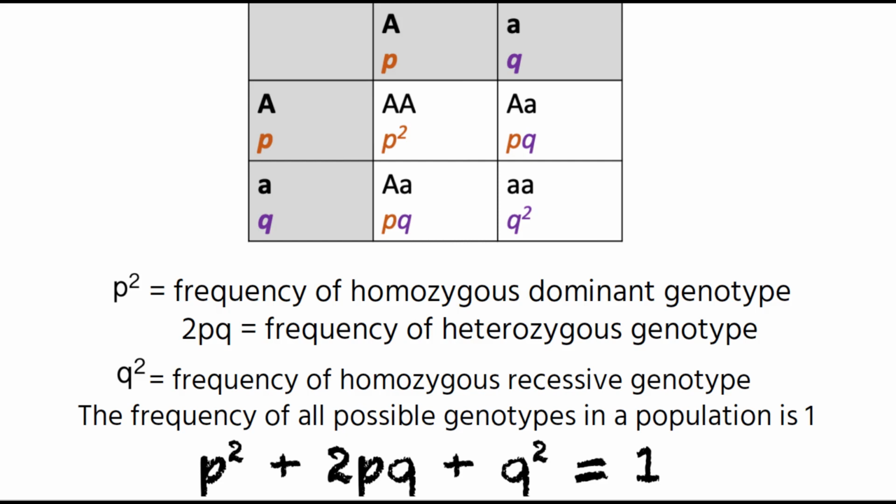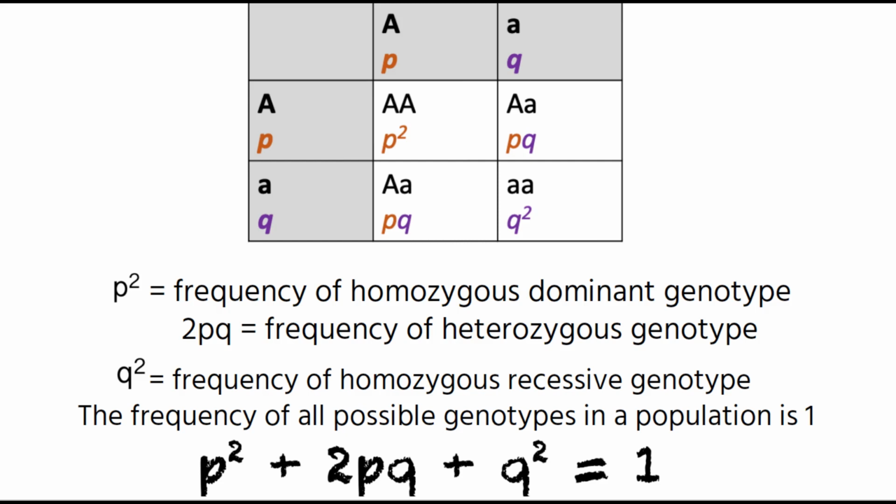And by writing it as those letters, it allows you to write it out in this calculation, p squared plus 2pq plus q squared equals 1. The reason it always equals 1 is because the frequency of all possible genotypes in a population always equals 1. Similar to how all the allele frequencies in a population equal 1, all the possible genotype frequencies in a population equal 1.